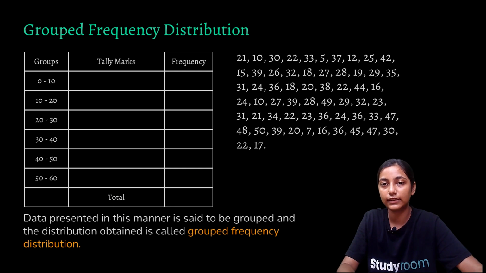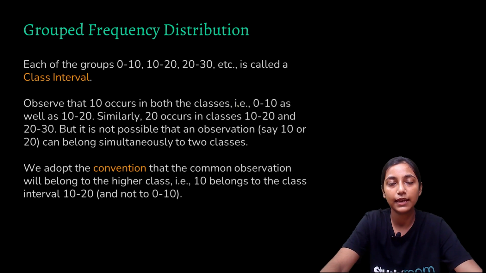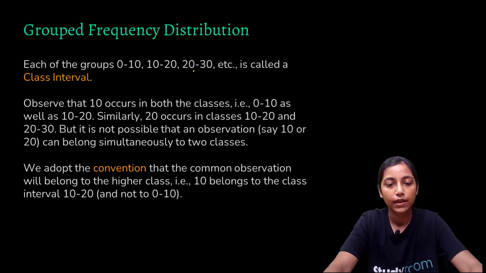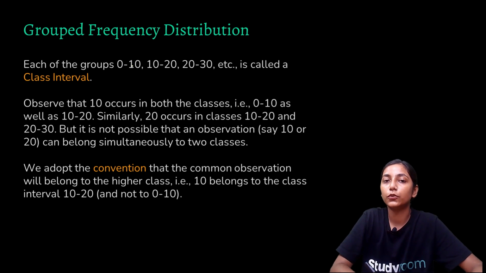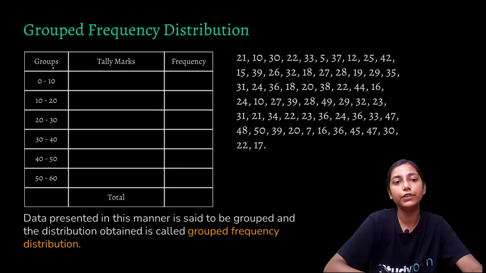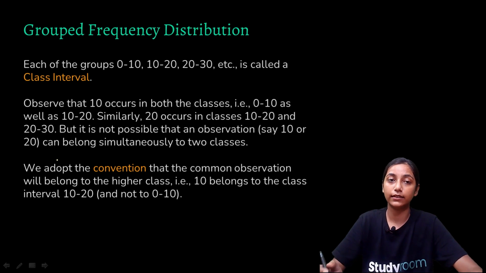So we are given all these marks. Now we will be making a grouped frequency distribution for the same. First of all, you can see from here that each of the groups 0 to 10, 10 to 20, 20 to 30, what are these called? These are actually called class intervals. So we call these groups as class intervals.